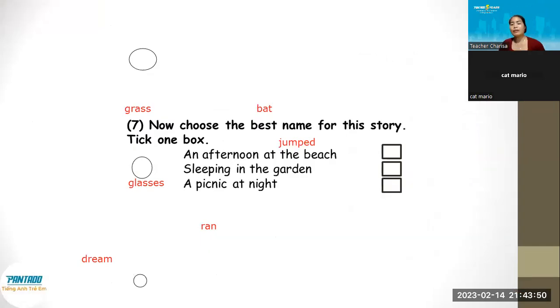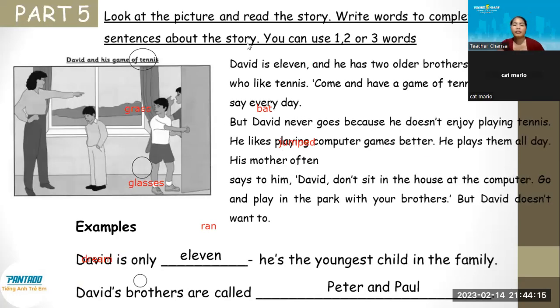Okay, now choose the best name for the story. What is the title? What do you think? What is your answer? A. An afternoon at the beach. Okay, that is sleeping in the garden.